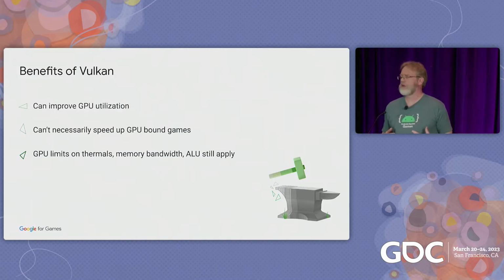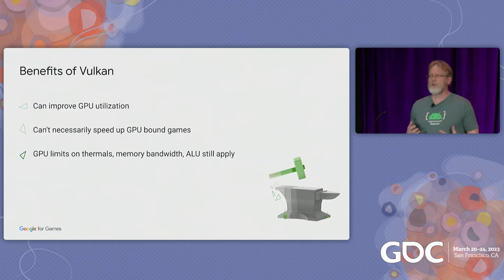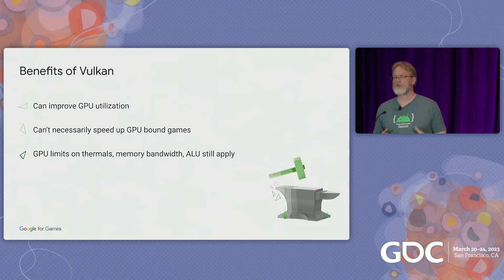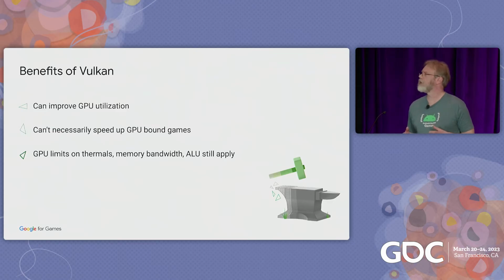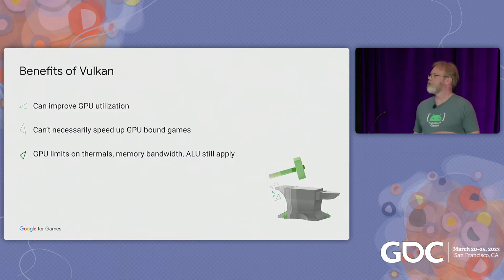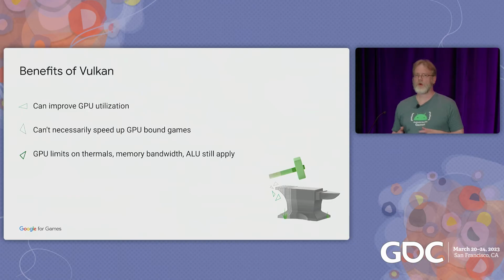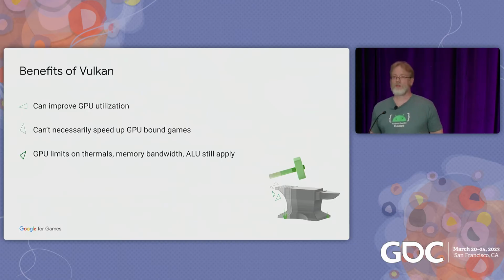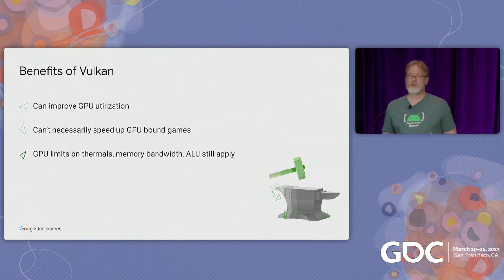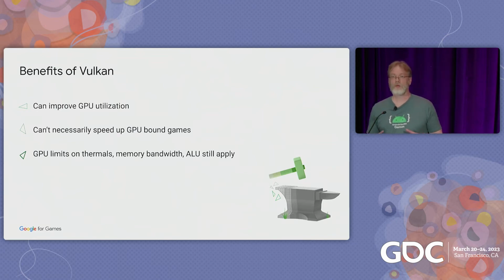On the GPU side of things, there are benefits, but they're probably going to be more limited. With the fine-grained control you have in Vulkan, you can potentially improve your GPU utilization, but you're not necessarily going to speed up games which are already GPU bound. Vulkan doesn't magically give you more memory bandwidth for more fill rate. If you've got expensive shaders, it's not going to make the math go any faster. And if you're really pushing the GPU, you're still going to run into thermal limits.